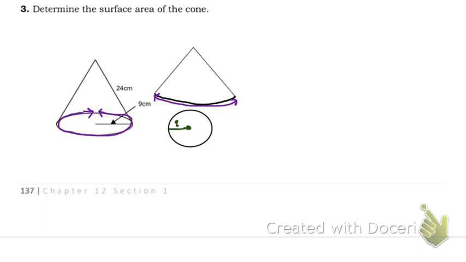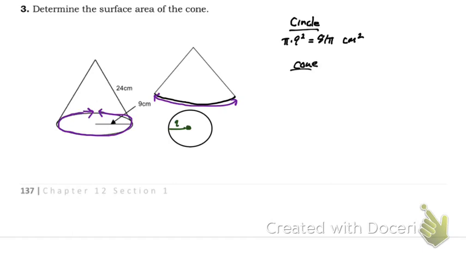Well, let's start with the easy part. What's the area of the circle? Well, circle should hopefully be our easy part. Circle is pi r squared. That'd be pi times 9 squared, which is going to equal 81 pi centimeters squared. That's the easy part.